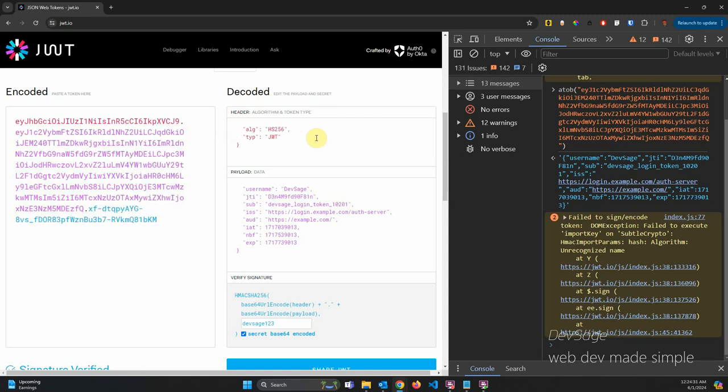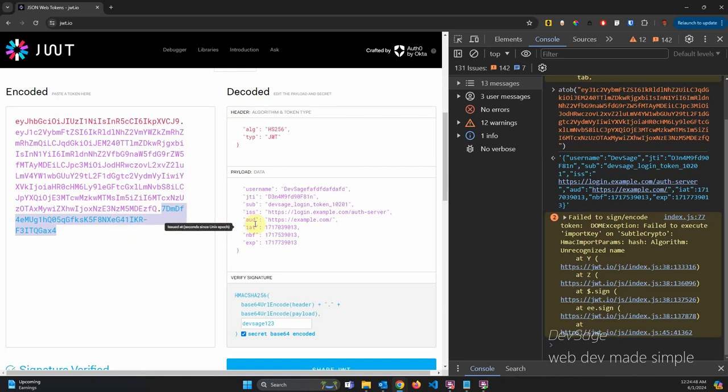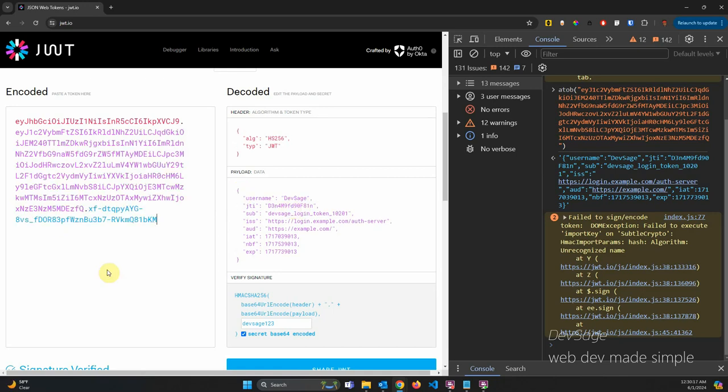Likewise, if I were to change this back and change something in the payload, the purple piece would change, and also the signature changes because the payload is an input to generating the signature. It's going to generate a unique signature for a particular header payload combination. On top of that, since we're using SHA-256 as the hashing function, we can pass in a secret as well.